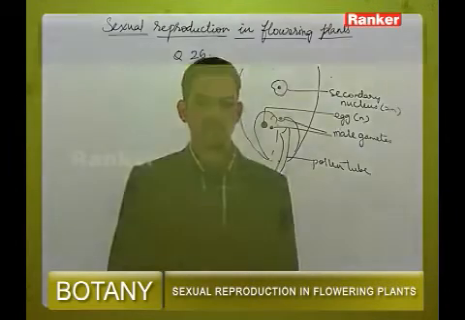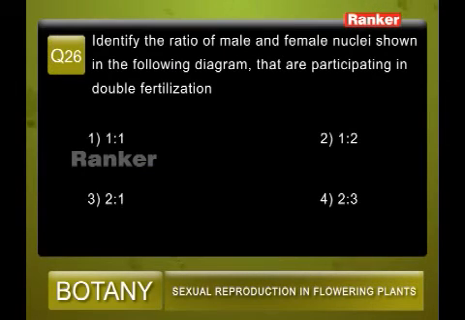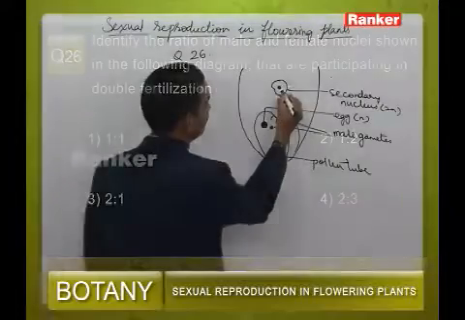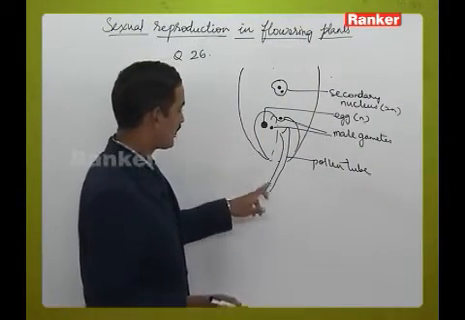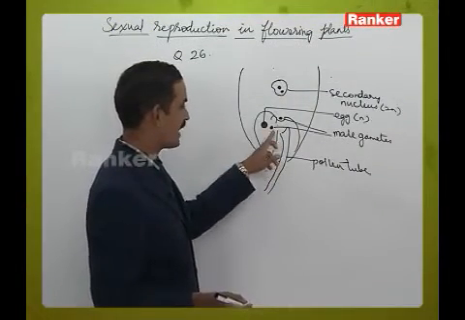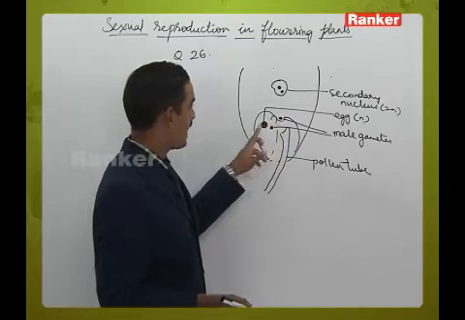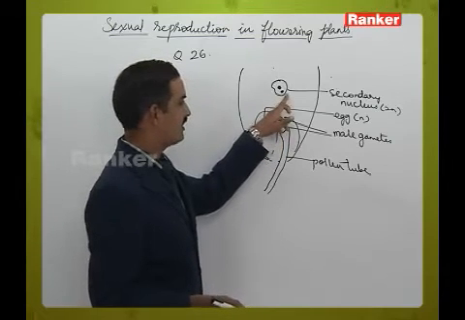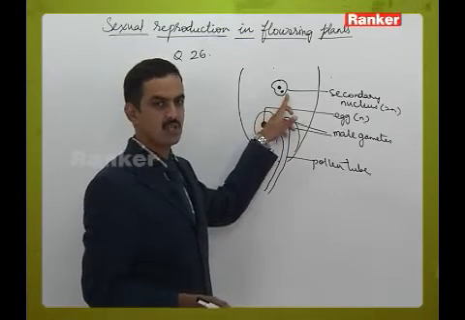Question number 26, identify the ratio of male and female nuclei shown in the following diagram that are participating in double fertilization. Options: 1, 1:1; 2, 1:2; 3, 2:1; 4, 2:3. In this diagram, the pollen tube is releasing the 2 male gametes, okay, and this is an egg cell and this is a central cell or the secondary nucleus.